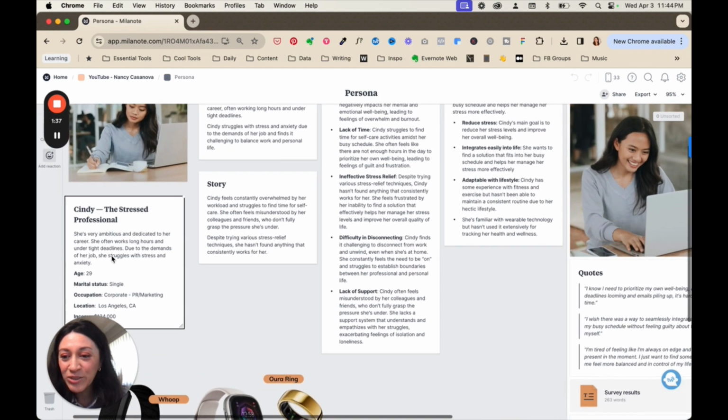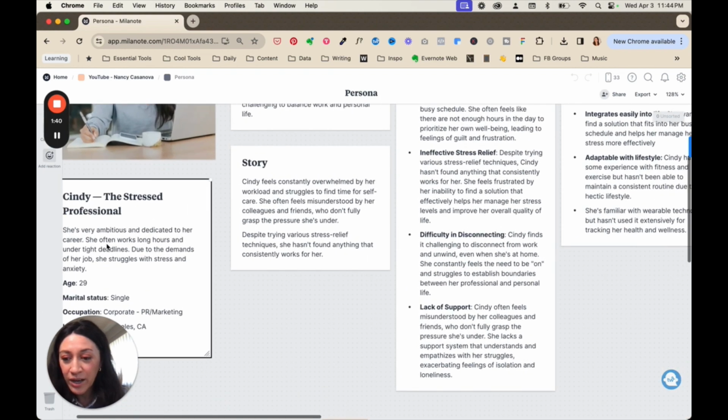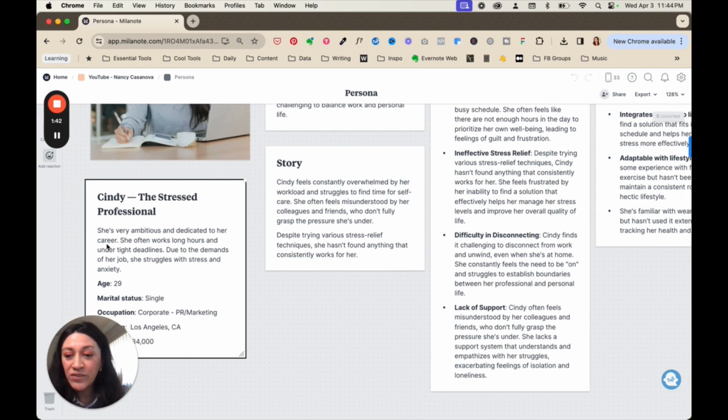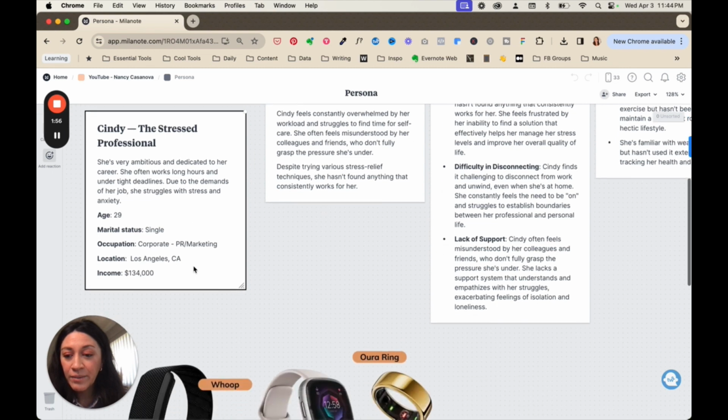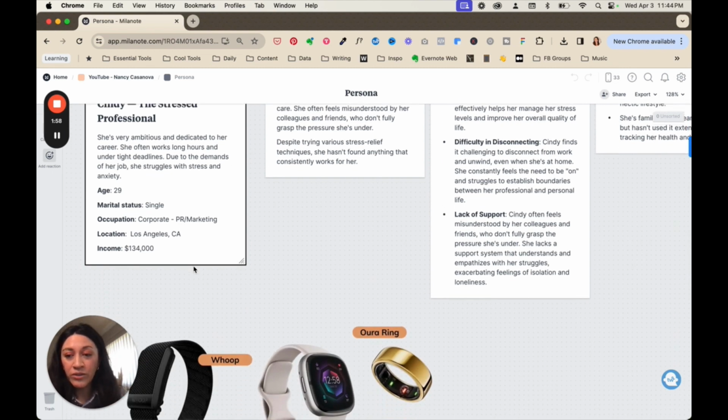Now, here's a little bit about Cindy, a short bio. Cindy is very ambitious. She's dedicated to her career. She often works long hours and under tight deadlines. Because of this, she struggles with anxiety and stress because of her workload. You know that she's single, you know her age and approximate income.